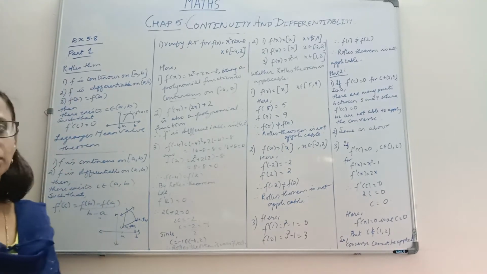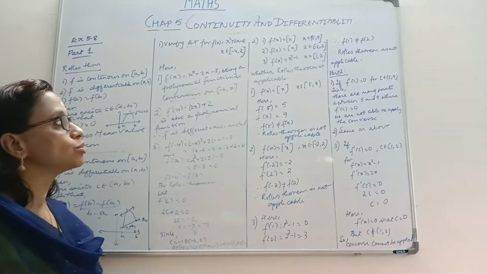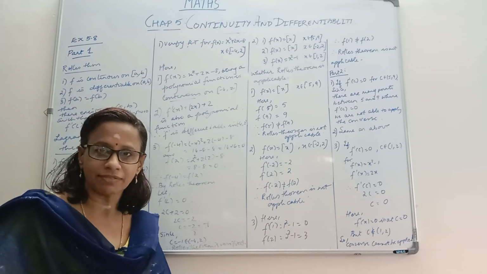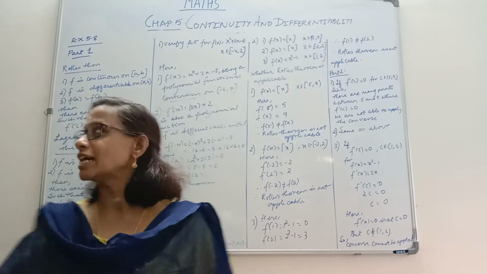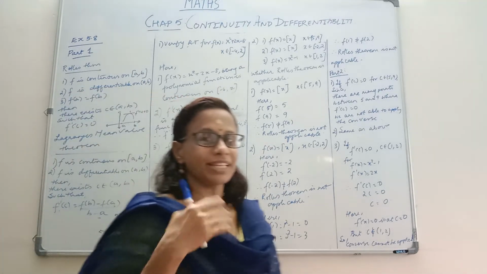Quickly go to question number 2, which has 3 subparts. In these 3 subparts, they are asking us to check whether Rolle's theorem is applicable. That means the question itself suggests that out of the 3 conditions, some condition would not be obeyed. That is why they have asked to check.